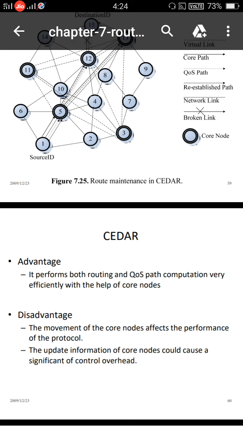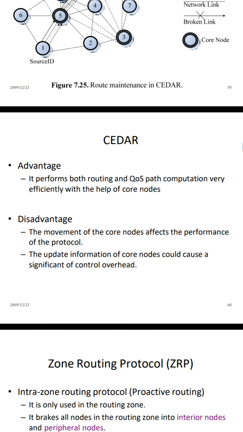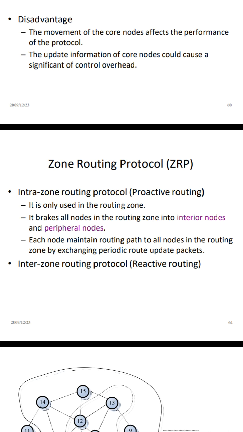Next, the update information of the core nodes could cause a significant control overhead. So these are the two disadvantages of the core extraction distributed ad hoc routing protocol. Okay, second one, zone routing protocol, ZRP. This is the second hybrid routing protocol, that is the zone routing protocol.